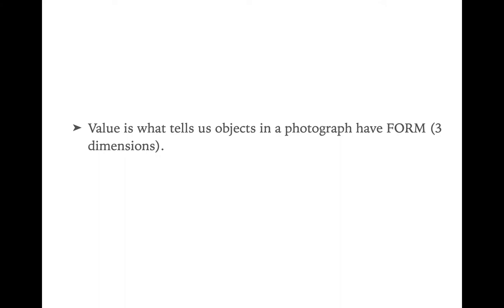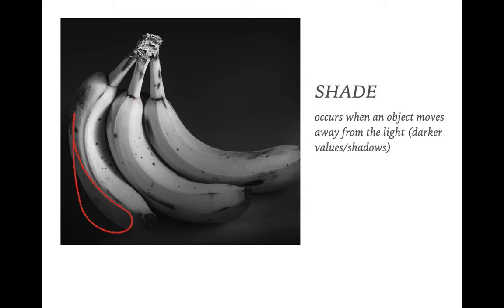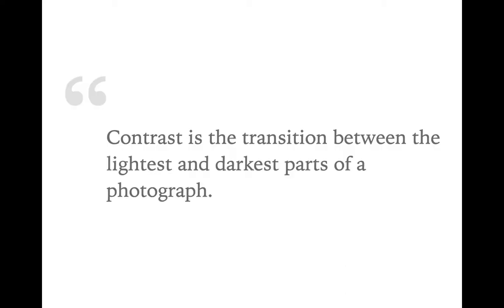We just learned about form, and form is three-dimensional. And so value is what tells us that objects in our photograph have form, three dimensions. Tint is what happens when a light hits an object. So tint is also known as lighter values or highlights. Whereas shade is what happens when an object that is three-dimensional moves away from the light. So that's also known as darker values or shadows.